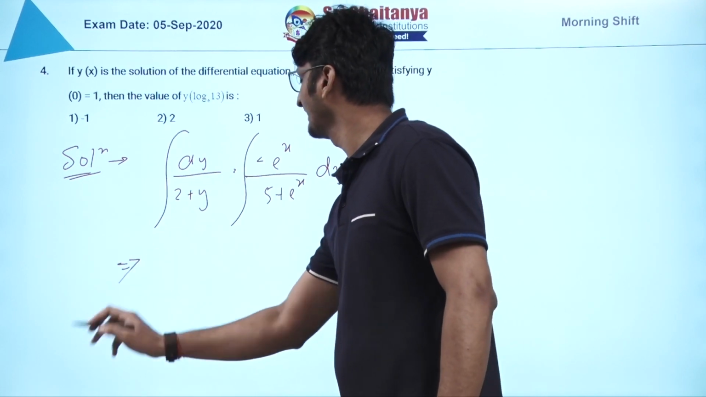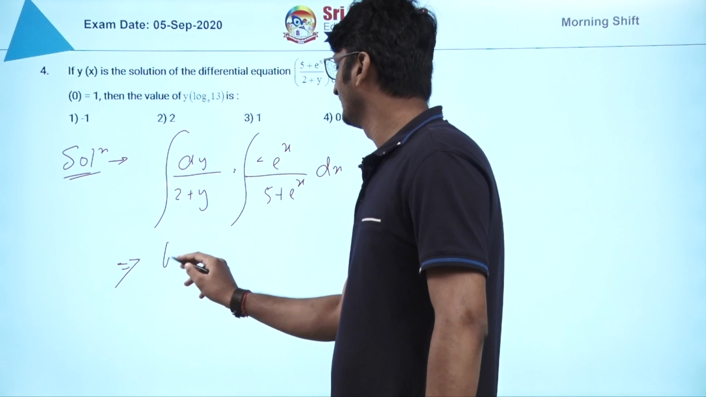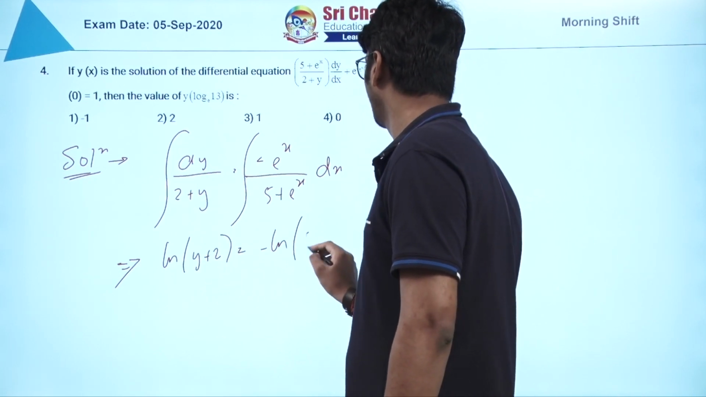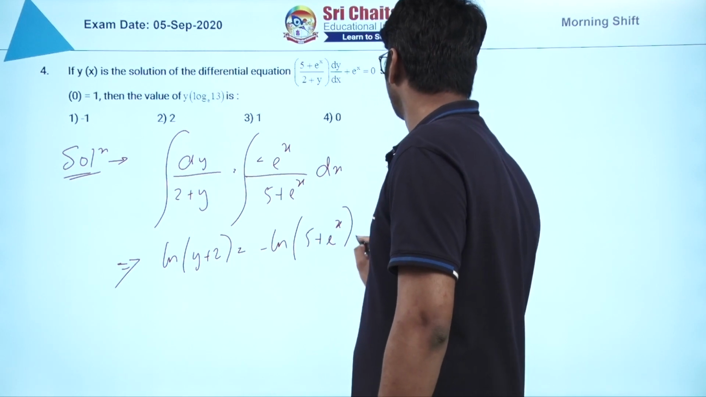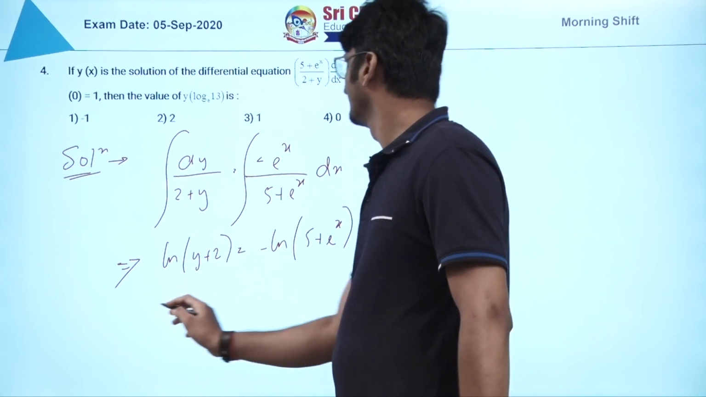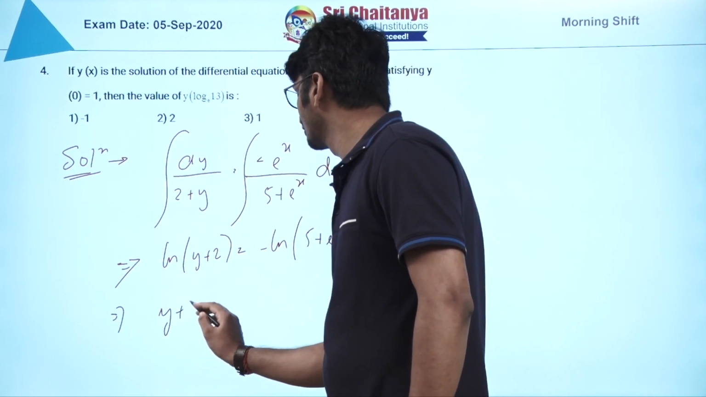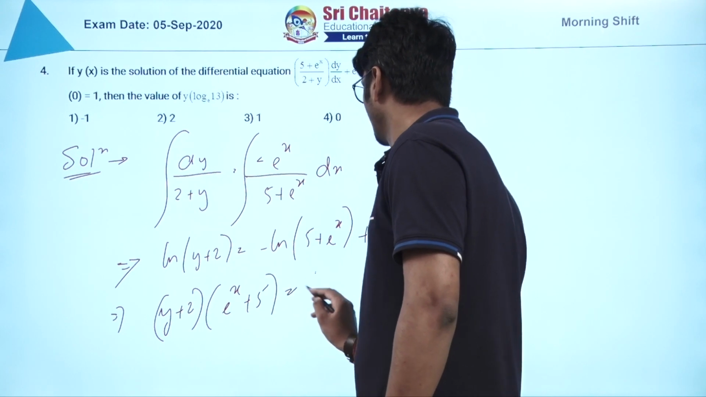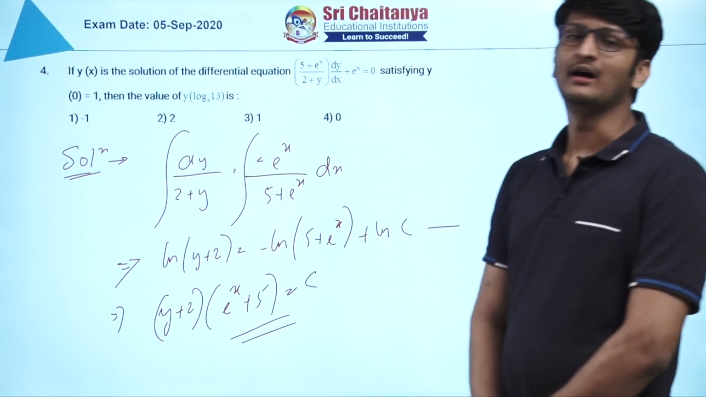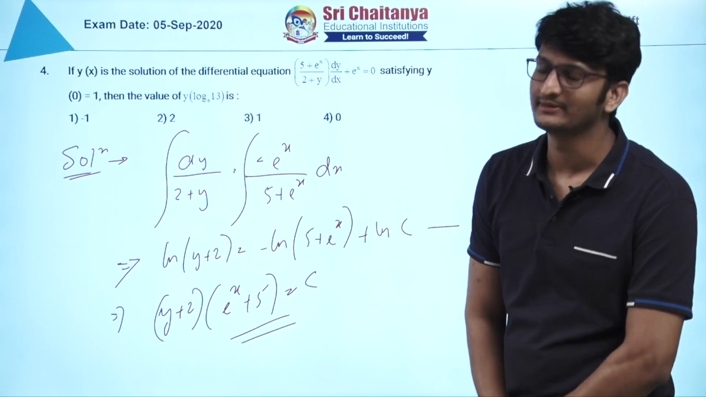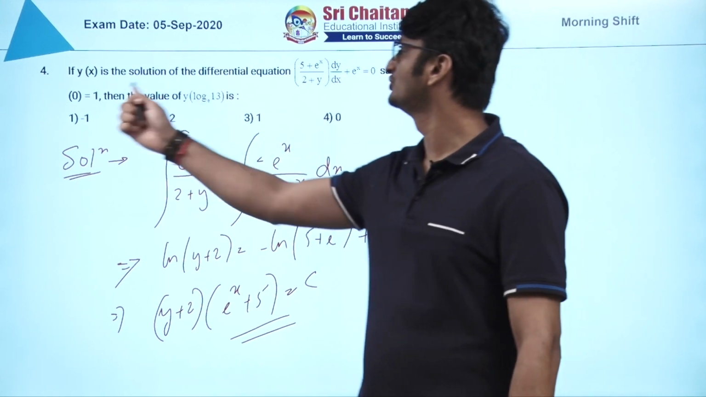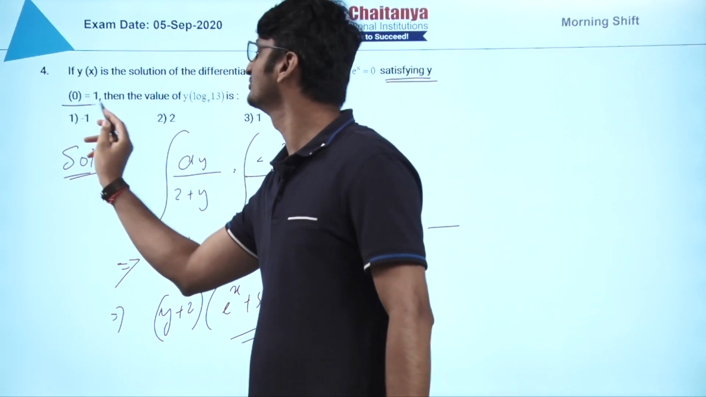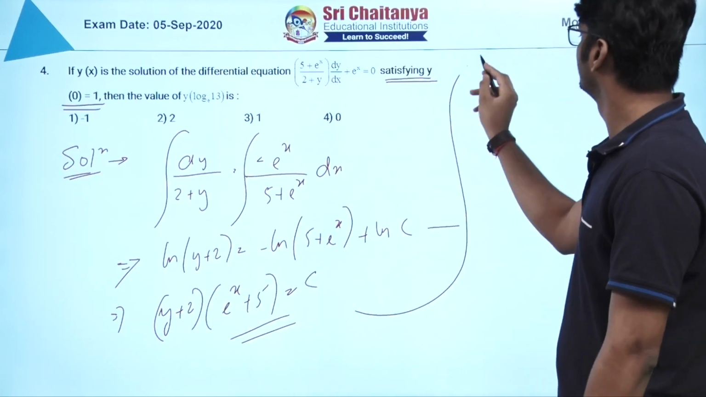Put the integral sign on both the sides. Here you are getting ln of y plus 2 minus ln of 5 plus e to the power x, let it be ln c. Simplifying, we are getting y plus 2 into e to the power x plus 5 is equal to c. So we have got the family of curves as the solution, but we require a particular solution. How to get that particular solution? By using this extra condition given in the question itself.